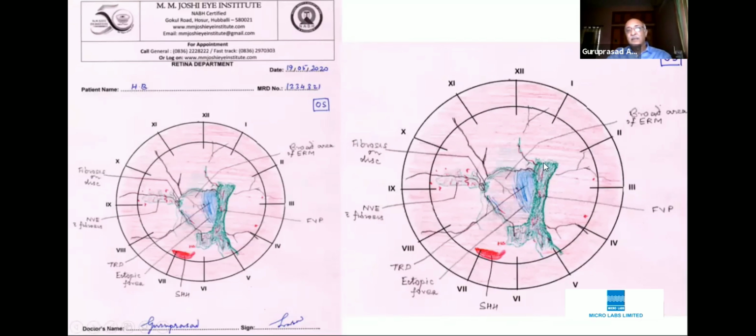So the diagram shows everything. The fibrous tissue on the disc, extension along the arcades, the fibrous tissue fanning out superiorly and inferiorly, and the bridge of tissue here, and the traction detachment causing macular detachment, and the ectopic fovea which is drawn here. So this is the ectopic fovea, and the subhyaloid hemorrhage, the dot and blot hemorrhage is here, and the nasal NVE that I was mentioning with the fibrous tissue.